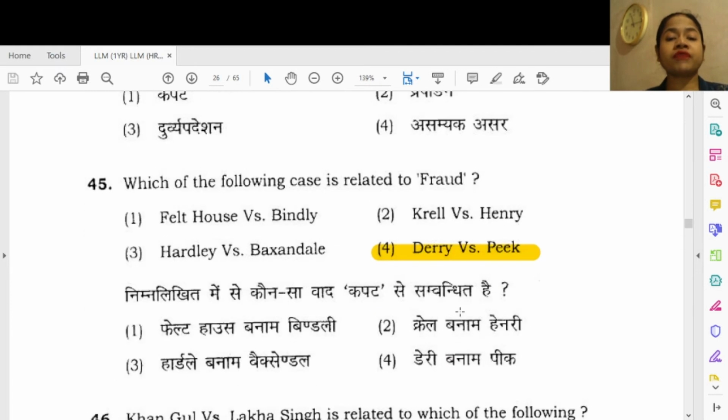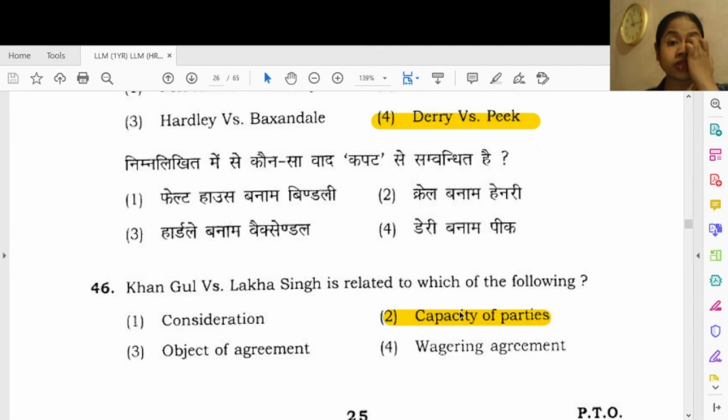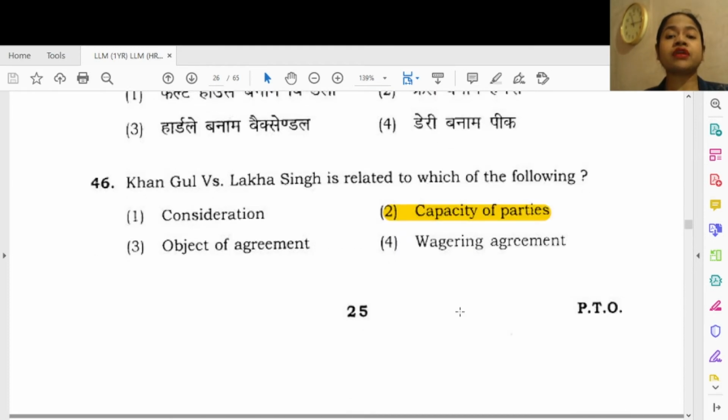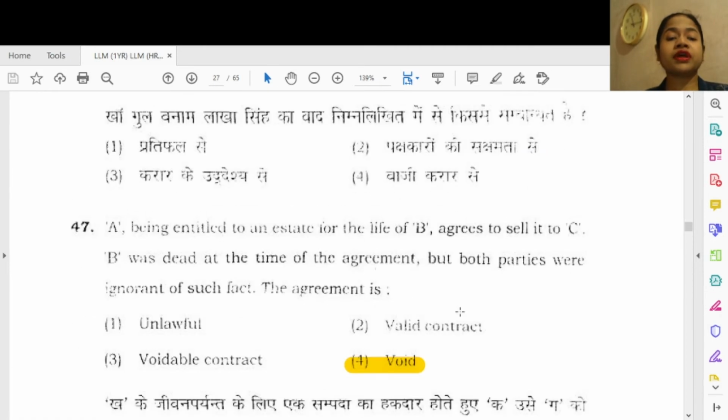Question number 45. Which of the following case is related to fraud? This is option number 4, Derry versus Peek. Question number 46. Khan Bull versus Lakha Khan is related to which of the following? It is related to option number 2, capacity of parties.